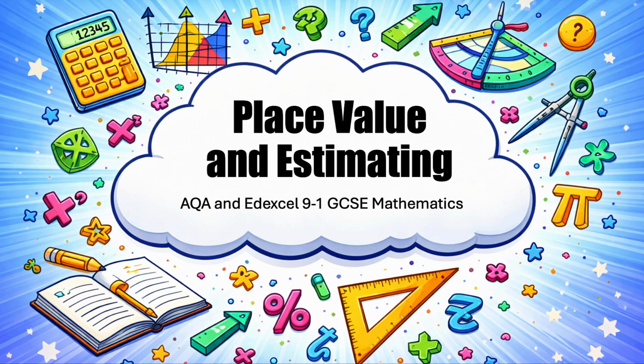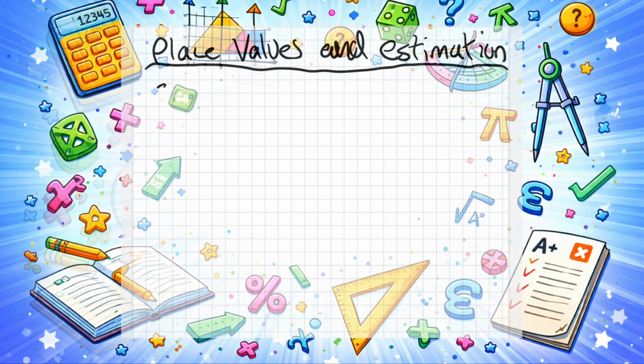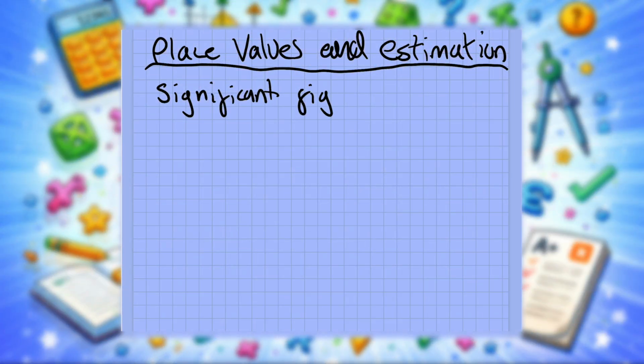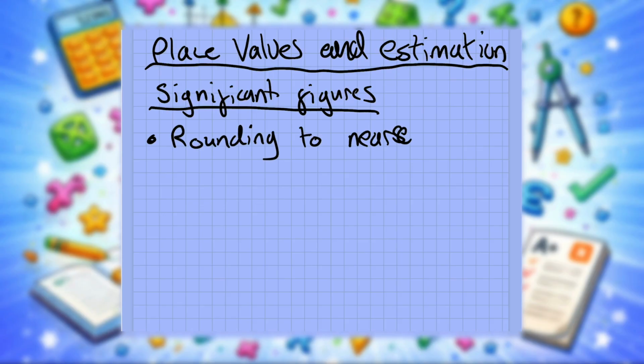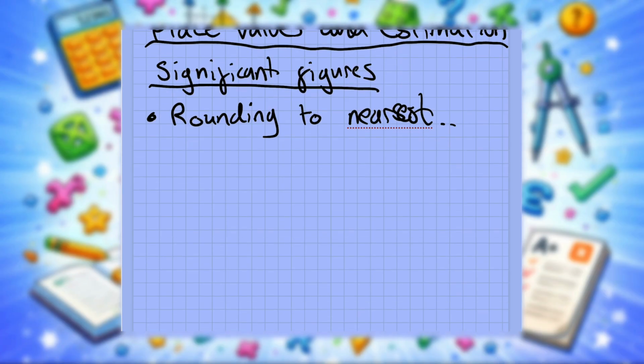Today we're going to be going through place values and estimation for the AQA and Edexcel 9-to-1 GCSE mathematics. So let's jump right into it. To begin, we need to understand significant figures. A way to think about significant figures is rounding to the nearest number. So let's do an example because this topic is better explained practically.